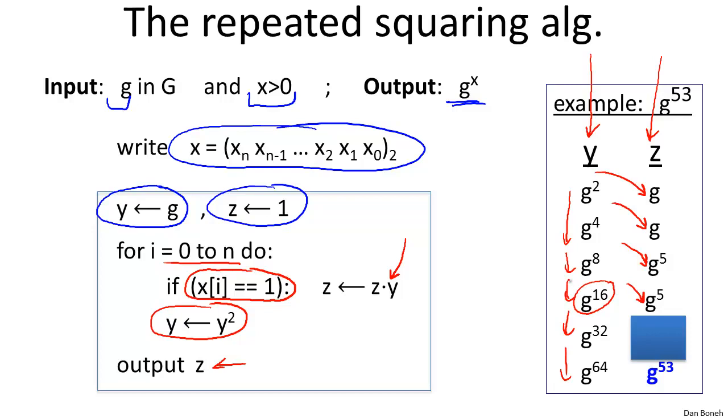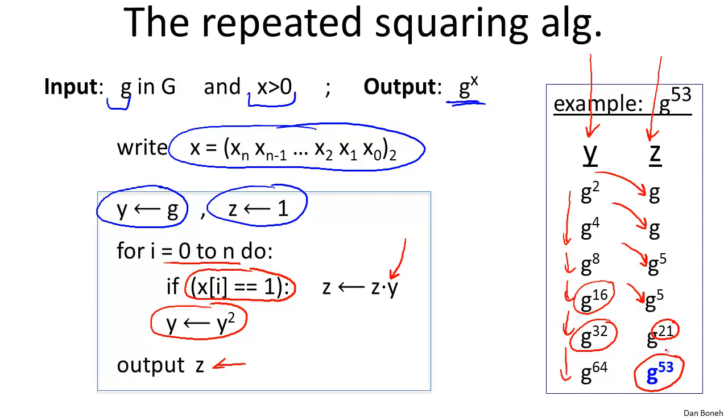into the accumulator Z. So let me ask you, what's going to be the value of Z? Well, we simply accumulate G to the 16 into Z, and so we simply compute the sum of 16 and 5. We get G to the 21. Finally, the last bit is also set to 1, so we accumulate it into Z. We do 32 plus 21, and we get the final output, G to the 53. So this gives you an idea of how this repeated squaring algorithm works.